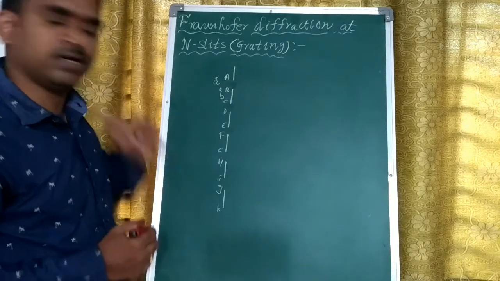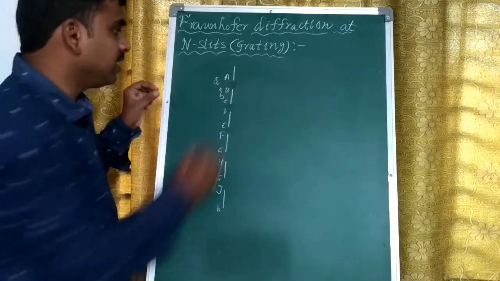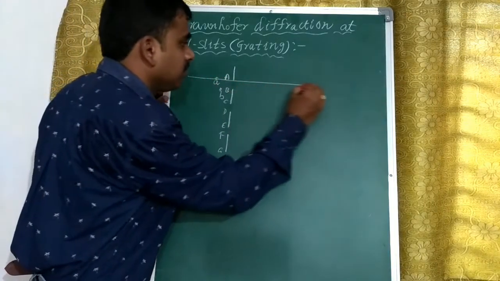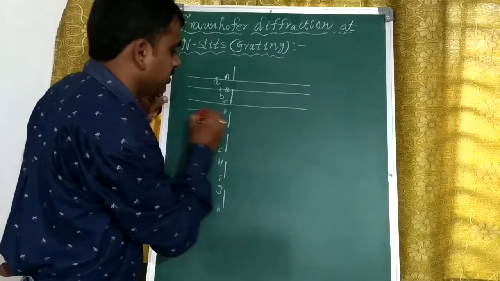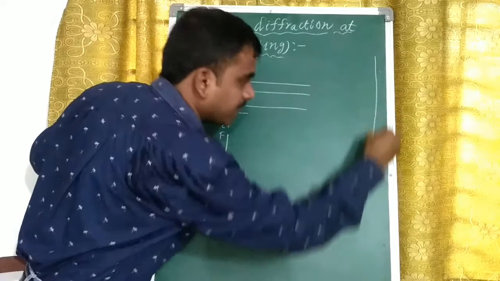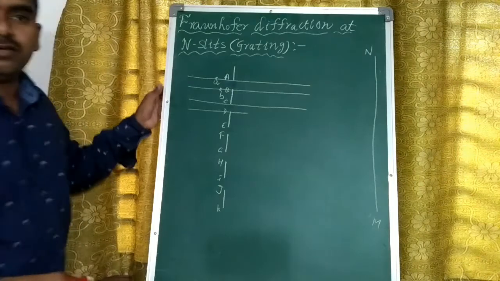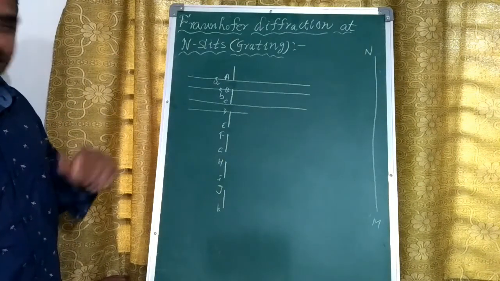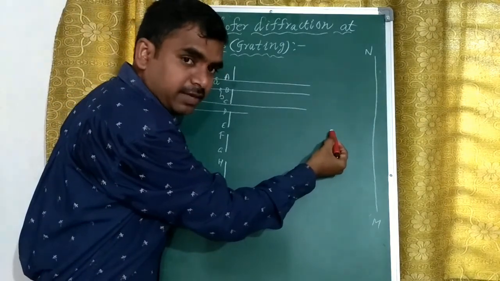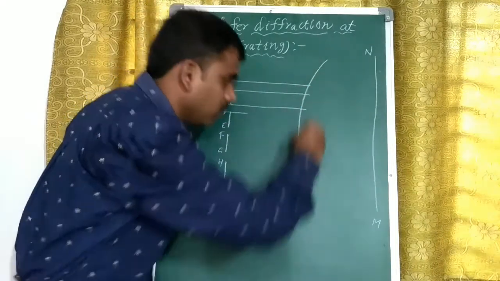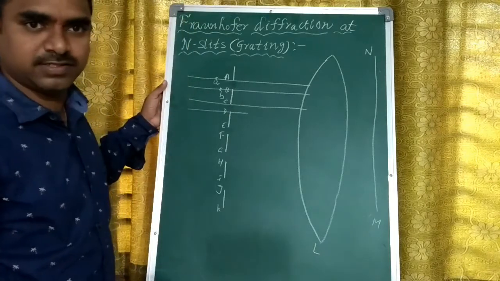Now we allow the light to pass through them according to Huygens wave theory. The secondary wavelets are traveling like this from the slit edges, and they are reaching the screen. We want to focus them on our screen. For example, MN is the screen. We want to focus them on a particular position. For that, at a distance of the focal length, we take a lens. This is a convex lens.